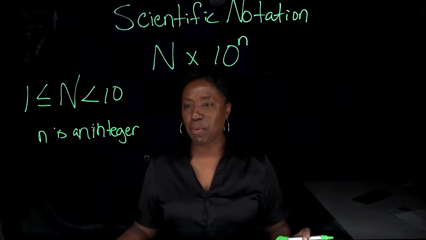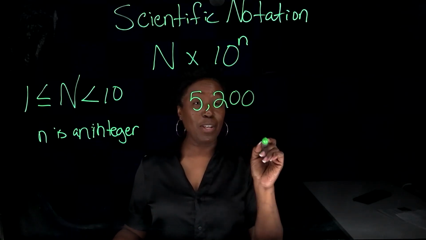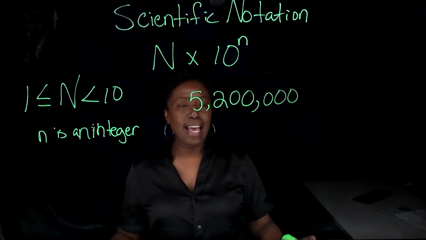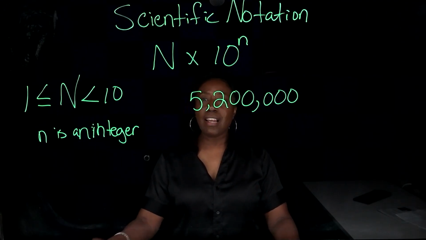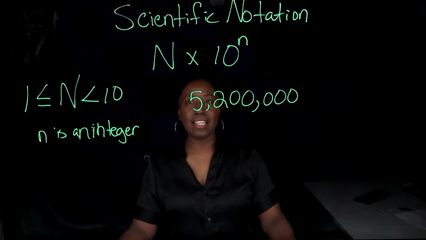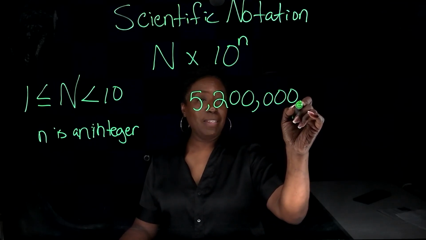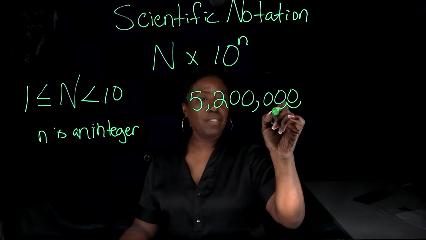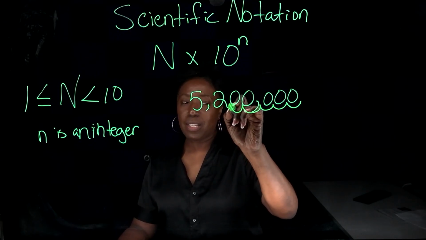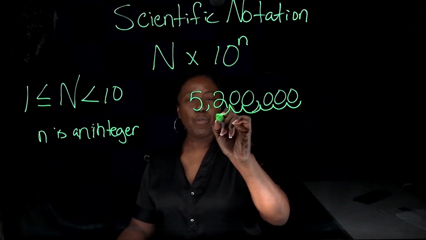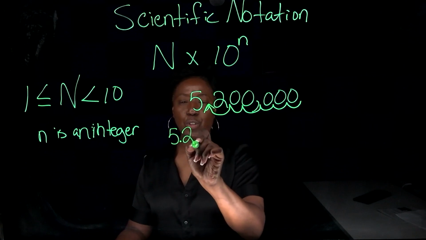So let's look at an example. Let's look at the number 5,200,000. And I would like to write this number in scientific notation. To get our capital N and our lowercase n, we want to take our decimal point, which sits behind our last number, and move it to the left. And we're going to count 1, 2, 3, 4, 5. We don't want to stop here because this number says 52. But if I move it over one more time, between the 5 and the 2, now we're at 5.2.